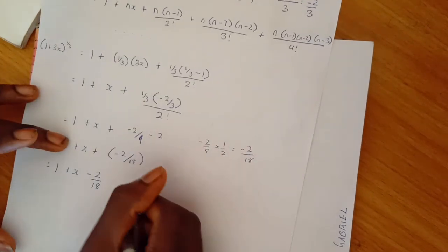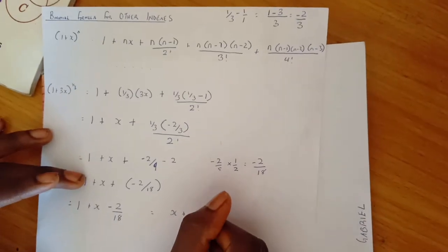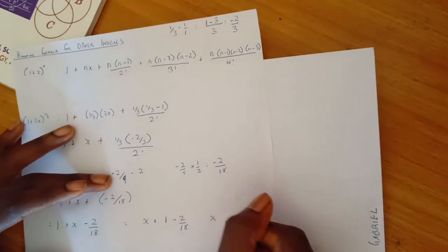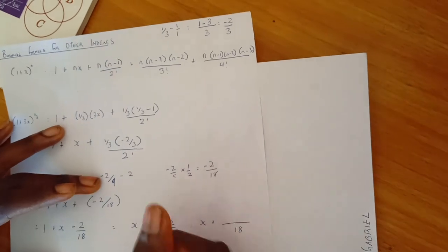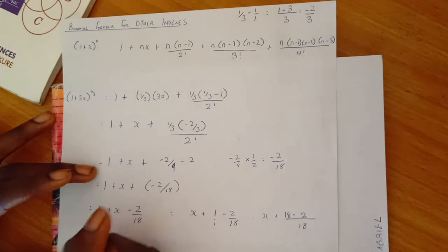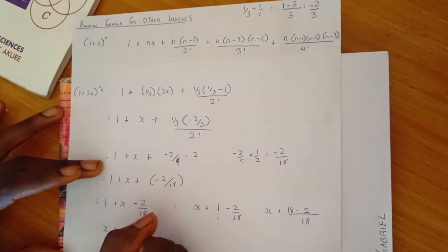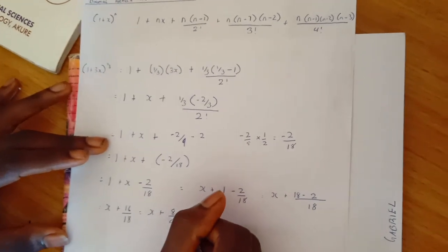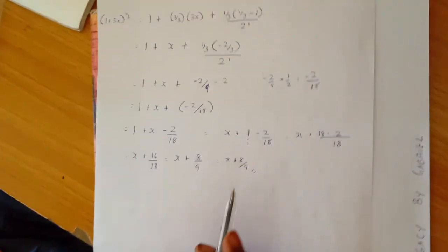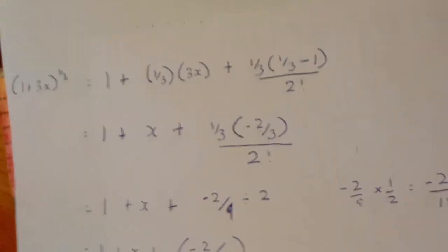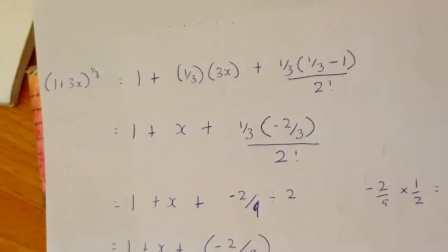Right? So we can just add x plus 1 minus 2 over 18, where the LCM will be 18. So 1 into 18 is 18 minus 2, 16. Nice. x plus 16 divided by 18. That is x plus 8 over 9. If you want to simplify more than this, you can actually do that. So this is us finding the second term in the expansion of 1 plus 3x raised to the power of 1 over 3.